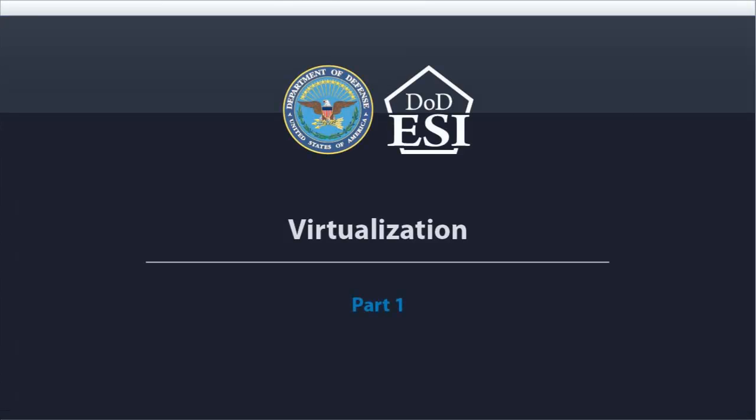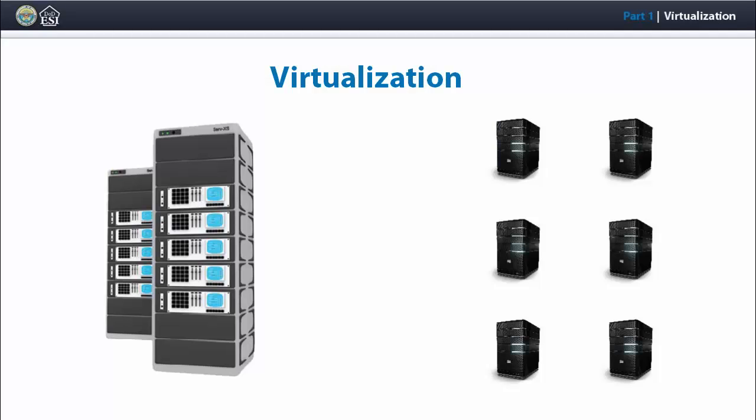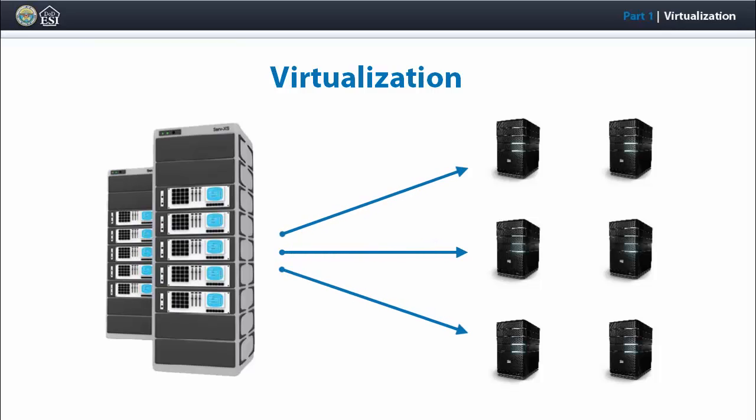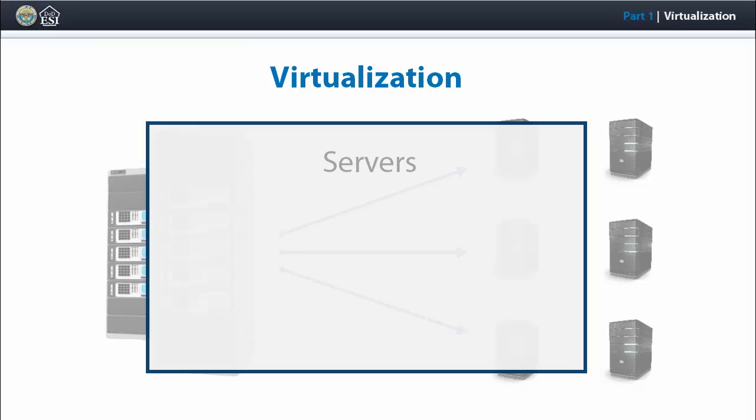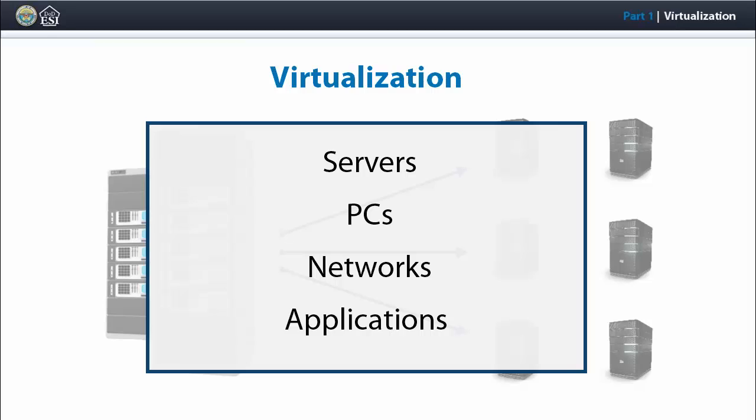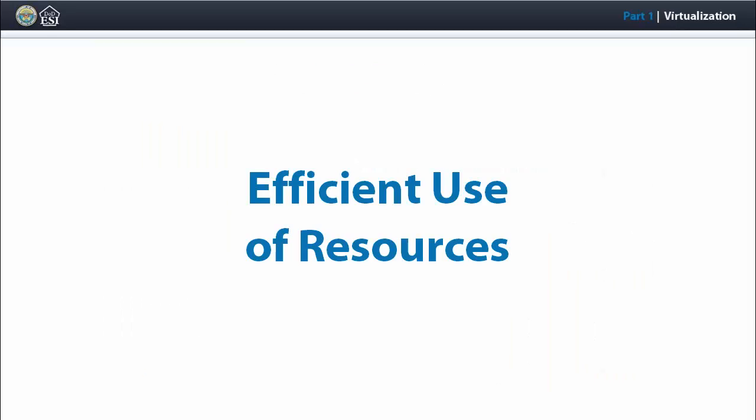In this tutorial, we will provide a high-level overview of virtualization and some key points to consider when negotiating software licenses. Virtualization can be defined as the process of making one physical asset behave like more than one asset. Examples where virtualization is used include servers, PCs, networks, and software applications. The primary purpose of virtualization is to achieve more efficient use of resources.